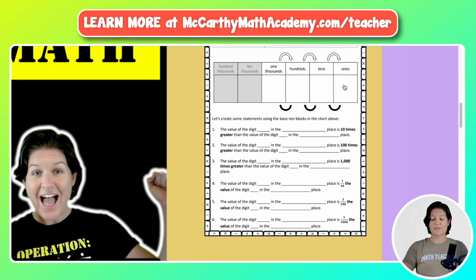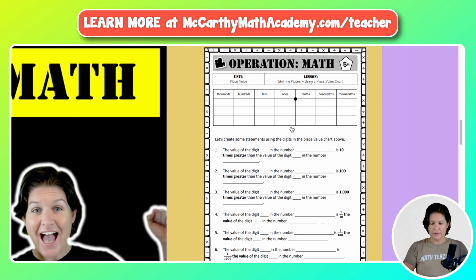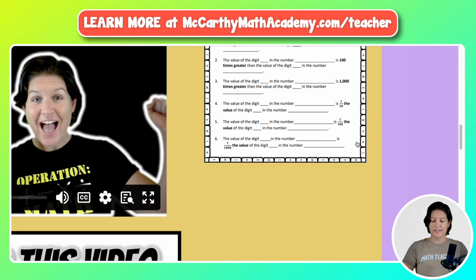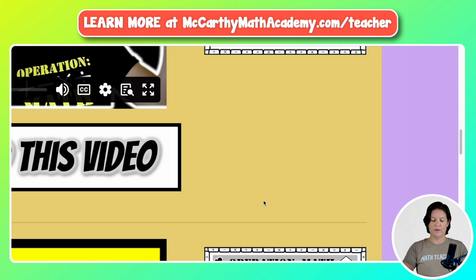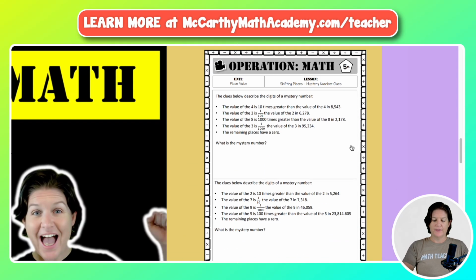Now what we're going to be doing is modeling what a place value block would look like to show how the values increase when you move to the left. The next video is the same kind of thing, but we're dropping the blocks part of it and just sticking to using the place value chart here. You can see we're going 10, 100, 1,000 times greater, 1/10 of, 1/100th of, and 1/1,000th of, showing what's happening there. This one is a mystery number clues video.